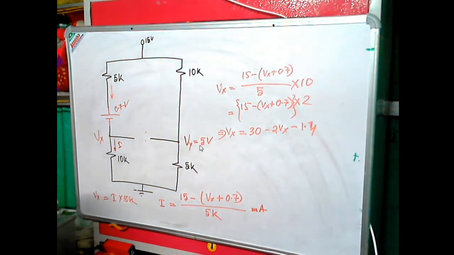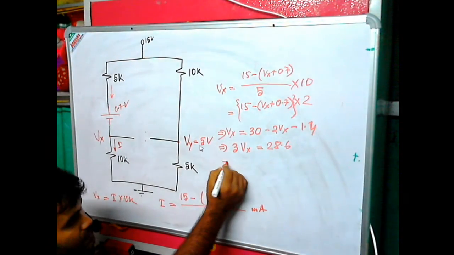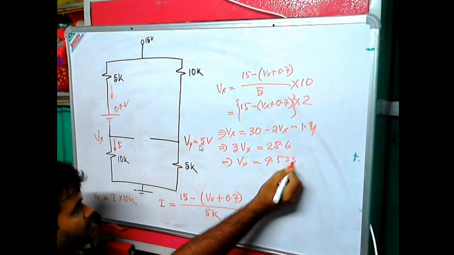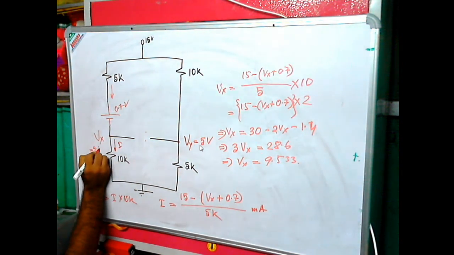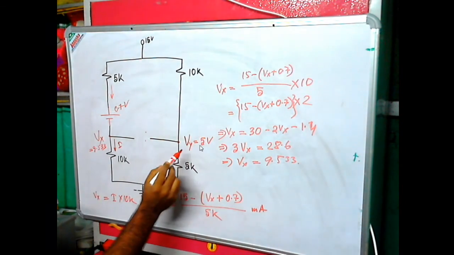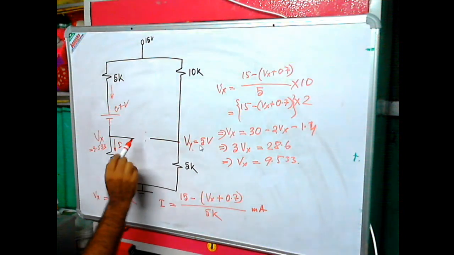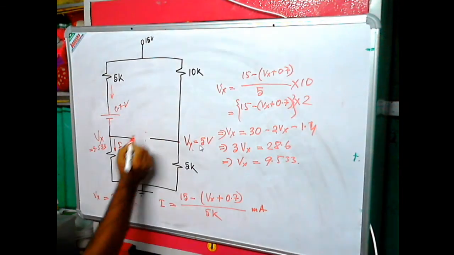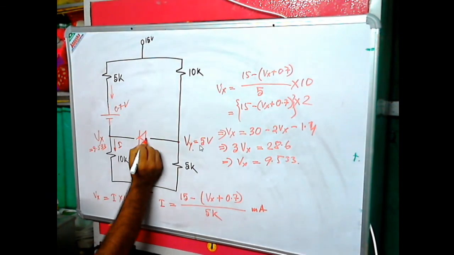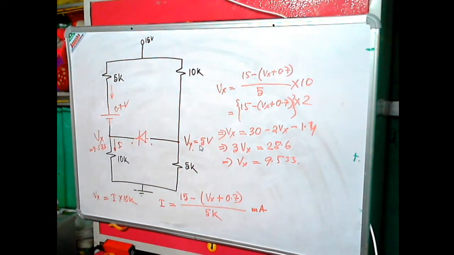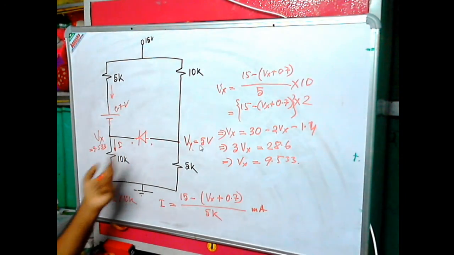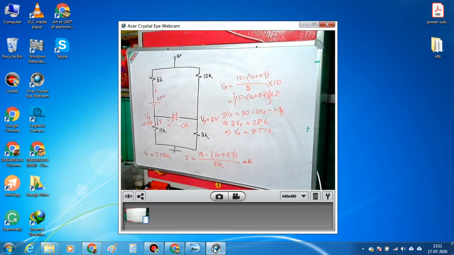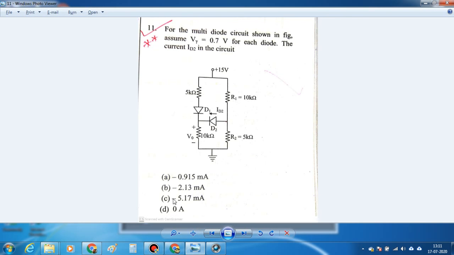So you can see that Vx is basically 9.533. This voltage is 9.533, and the voltage over here, Vy, is 5 volt, so diode D2 cannot be on. Over here the potential is 5 volt and here it is 9.533, so it cannot be on. So the current through this diode is 0 ampere. You can see the options. Yes, it will be option D, 0 ampere.